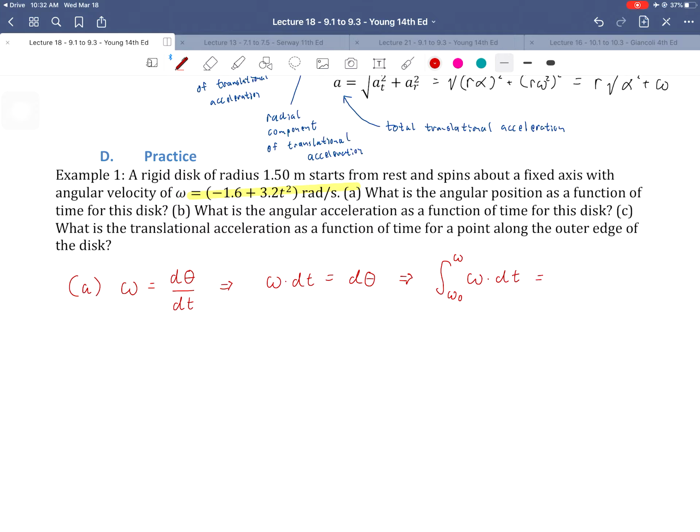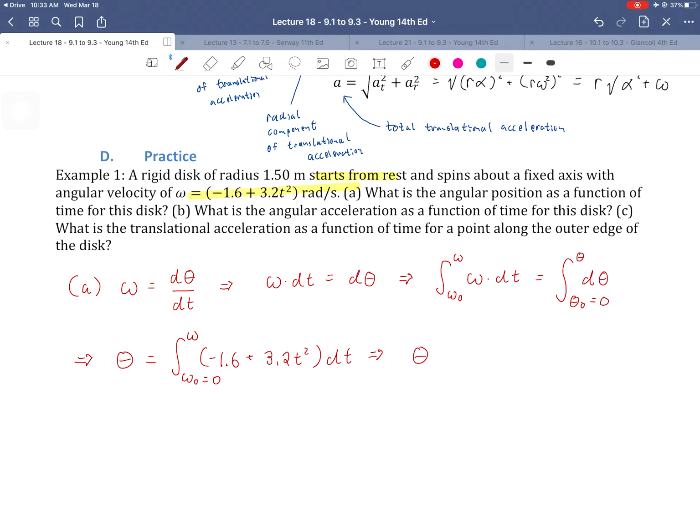And then we're going to set that equal to just our integral of d theta from theta naught to the variable theta. Okay, now our theta naught is going to be defined as 0 because we're just starting from 0 displacement. Okay, so that means that our theta is then going to equal our expression here. We're going to have, going from omega naught to omega, negative 1.6 plus 3.2 times t squared dt. Okay, and then we're told that it starts from rest, right? Always crucial information. So we're told it starts from rest. That tells us that our omega naught is none other than 0.